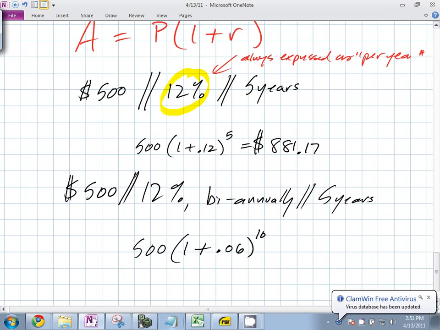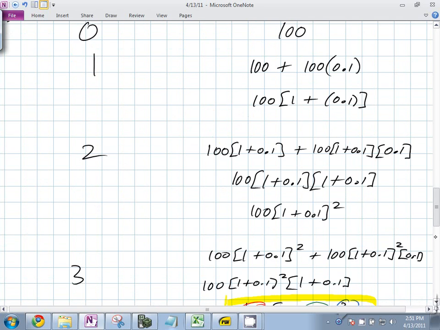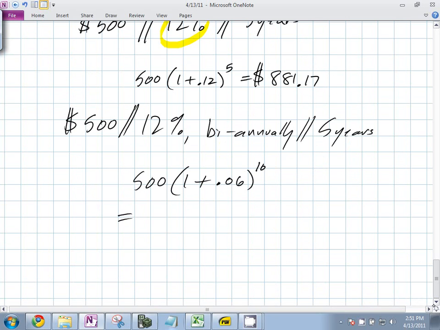So logically, have we changed much? No. How much money do I have, though? More. How much? $1,552.92. We made a good chunk more, right? So instead of compounding it 5 times at 12%, we compounded it 10 times at 6%. Why did we make more money? Because every time you compound, the new amount of interest is greater than it was before, so you're earning more interest.